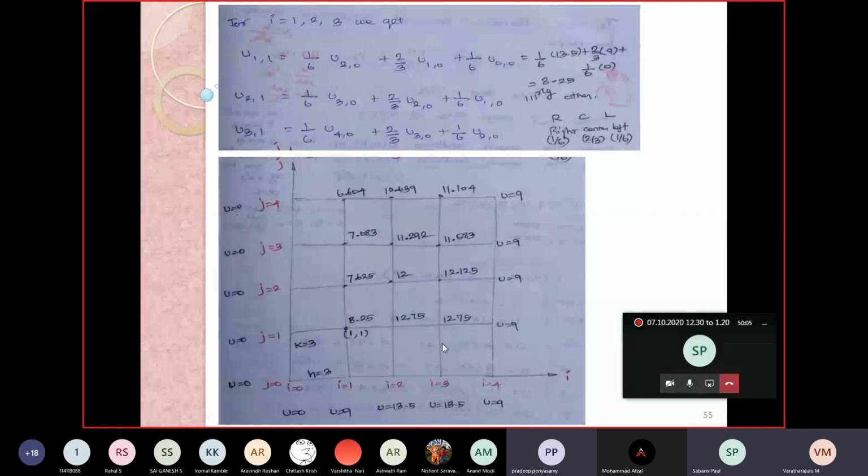Your unknown is? So first we have to find 3 comma 0. So 3 comma 0 is 13.5. Then 2 comma 0. So 2 comma 0 is also 13.5 only. And 1 comma 0 is 9. Now find this point, that is 2 comma 1.